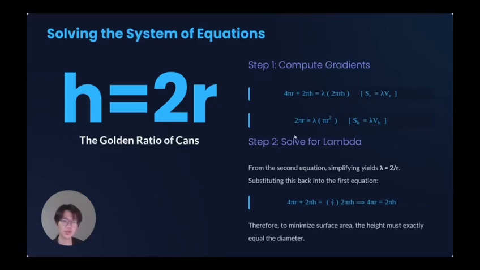And step 2, solve for lambda. From the second equation, simplifying yields lambda equals R delta R. Substituting this back into the first equation, and therefore to minimize surface area, the height must equal the diameter.